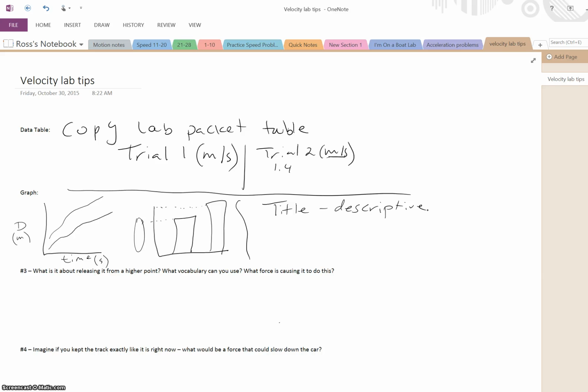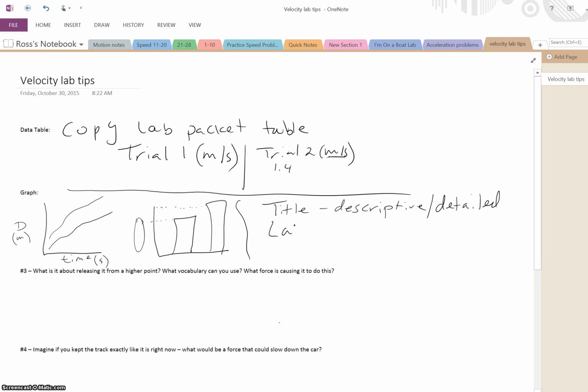So if we're going back to that speed lab, a really good title for a ball rolling on the floor would be something like speed of a tennis ball rolling down a carpeted hallway, or speed of a tennis ball rolling 1 meter down a carpeted hallway, something very descriptive. So for the velocity lab, we want to be talking about release points and a cart and the velocity, and all of those different aspects should be included in your title. Okay, so descriptive and detailed.